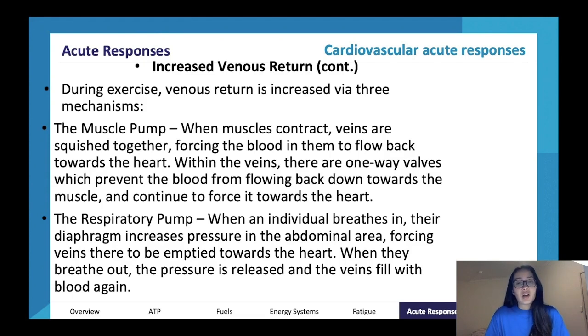So what happens is that when muscles contract, veins are squished together. So lifting your leg up to stand on tiptoe is squishing your vein. This forces the blood inside of that vein to flow back toward the heart. Within the veins, there are one-way valves to prevent the blood from flowing back down towards the muscle and continue forward towards the heart. So you lift your leg up, you constrict it with those muscles, and that forces the blood to go back toward the heart. The veins shut behind it, and so there's no backflow. And so the veins are forcing the blood to go all the way back to the heart.